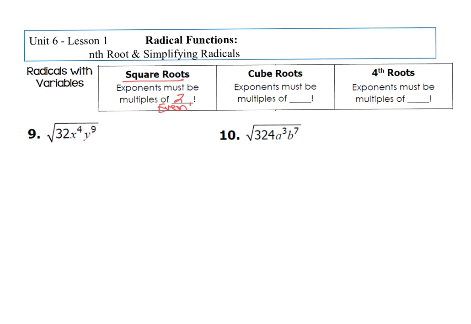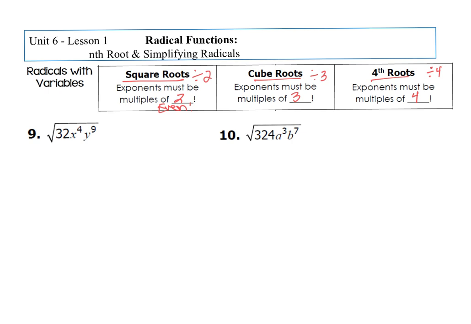Cube roots, we divide by 3. So exponents must be multiples of 3 to take cube roots. You are always dividing by the index when you root. So fourth roots, we must have multiples of 4. We divide by 4. Cube roots divide by 3, and square roots divide by 2. All right, so if it does not, we get rid of just the extra part that doesn't let us divide evenly. So here we go.